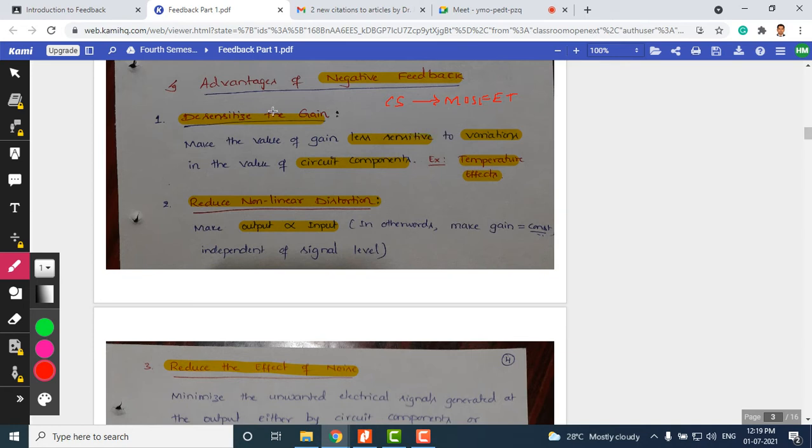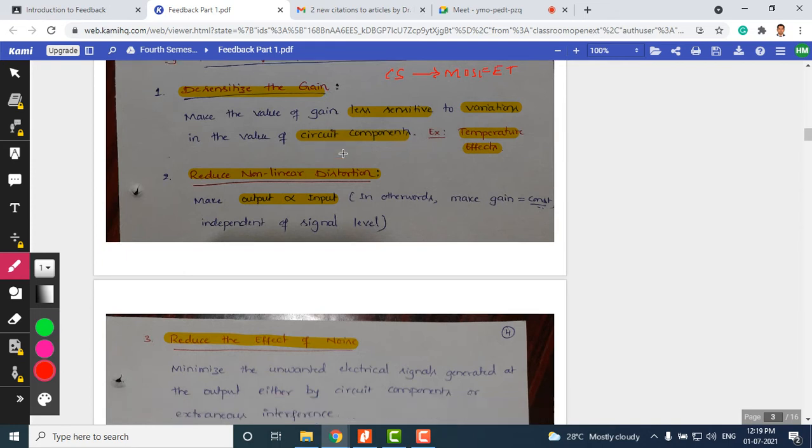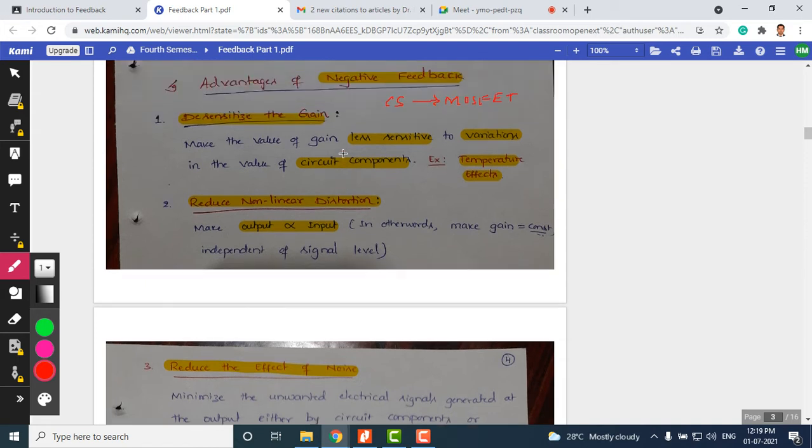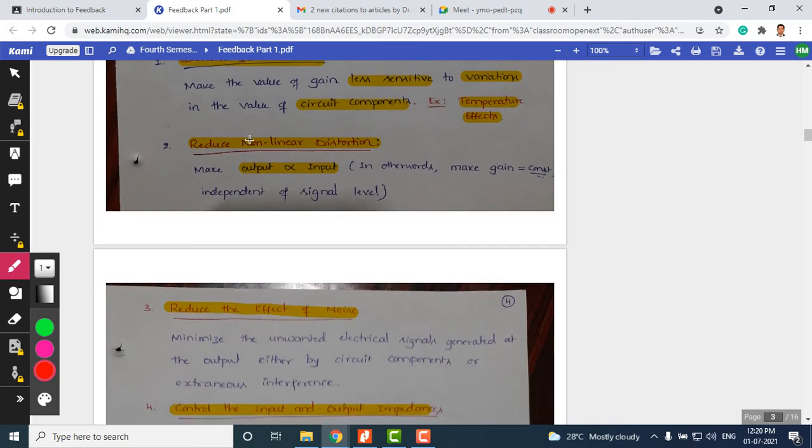Once we employ negative feedback, this mechanism desensitizes the variations in the component values and the temperature effects, so that the change in the value of the output becomes very small. That is the benefit we are going to get here. I would suggest that all circuit design students employ negative feedback, because it desensitizes the gain of the circuit. The next advantage is that it reduces the nonlinear distortion.